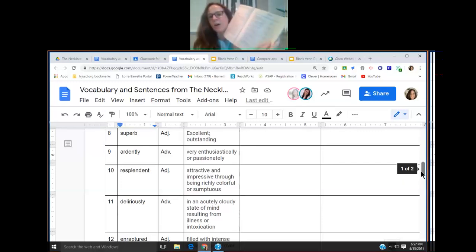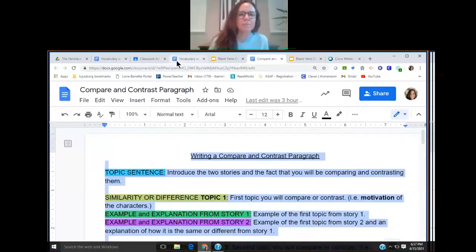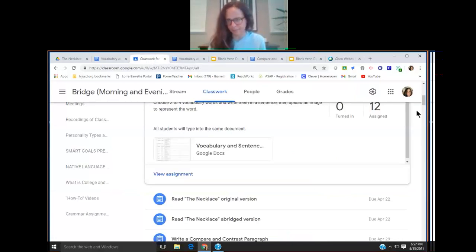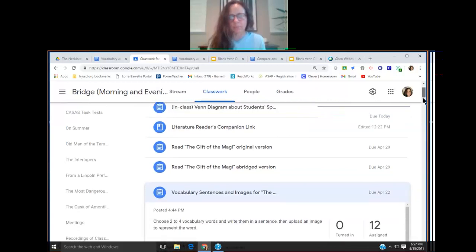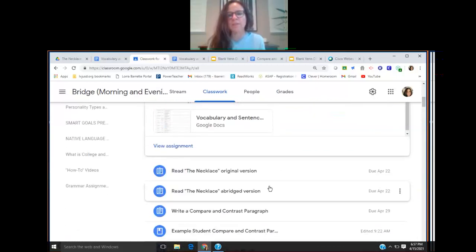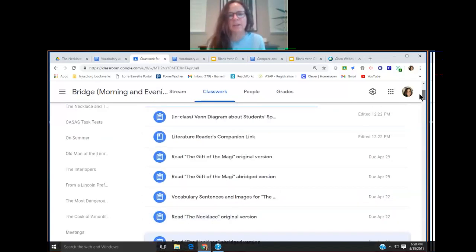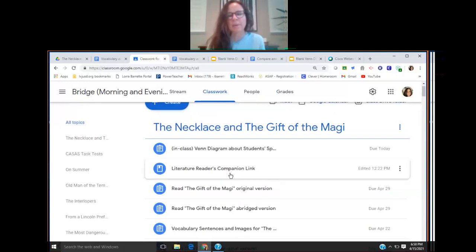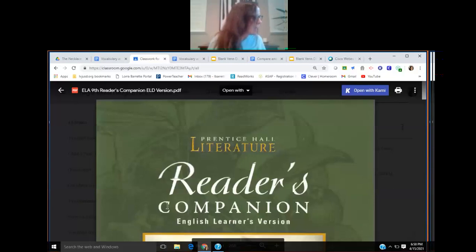Do you guys have this book at home or shall I put it on the screen? No. Okay, I'll put it on, let me just pull it up. I have it in our classwork. You can click on it if you want to. It's called The Necklace, and we want the abridged version. So actually, wait a second. It's not there. It's in the Literature Reader's Companion. So go to the Literature Reader's Companion link, or you can just look at my screen if you want to. And it's on page 122.